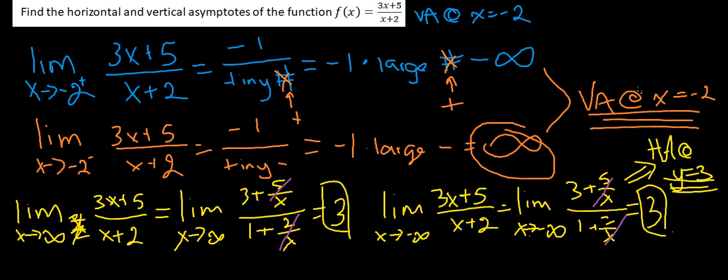So we have found our vertical and horizontal asymptotes, and we are done. So that is how you can use infinite limits and limits as x approaches infinity to find horizontal and vertical asymptotes using calculus.